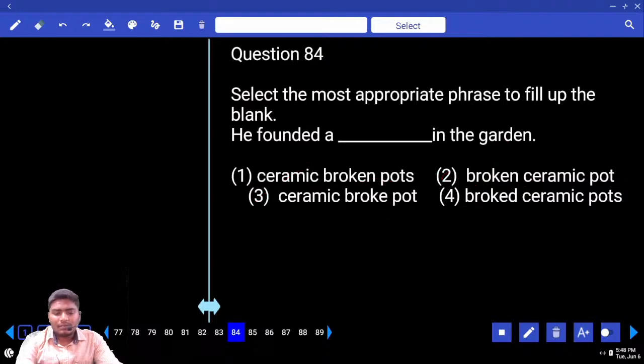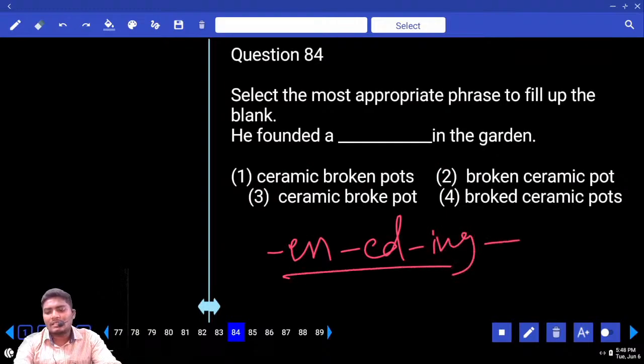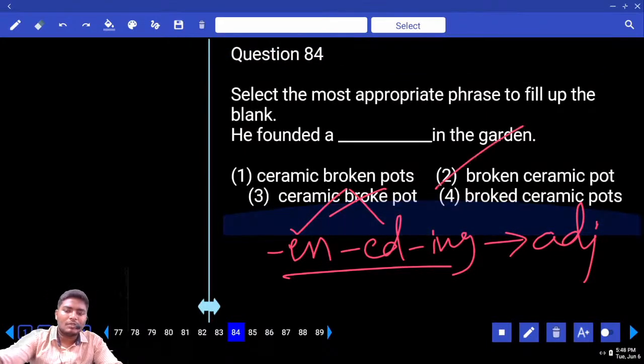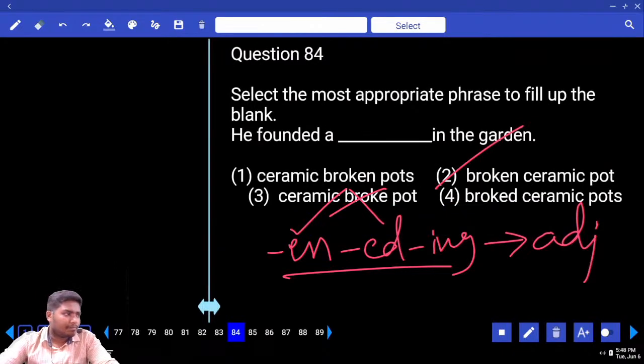That means in English we can use en, ed and ing forms as adjectives, but not broke forms. Not only ed forms, but en forms can be used. The answer comes with the second.